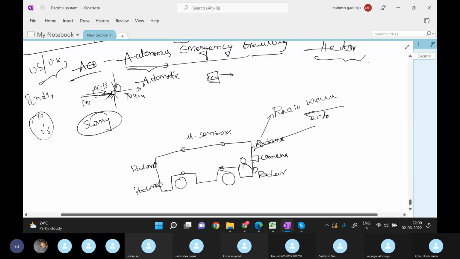This camera module we know, right? What will the camera do? It will keep on finding the objects.